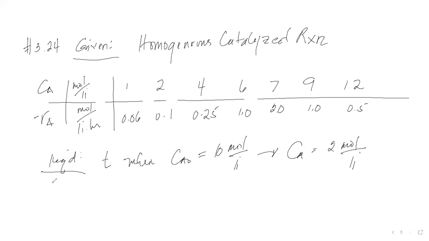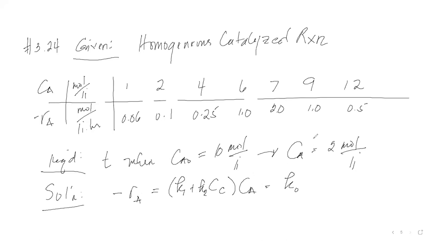Okay, so we have to start solving this problem with, of course, how would we write the net rate equation for a homogeneous catalyzed reaction. So if you recall the slide, the rate of reaction of A is equal to k sub 1 plus k sub 2, C sub C times C sub A. And this is k sub o, k observed, as it's labeled by the author of the book where this problem came from.